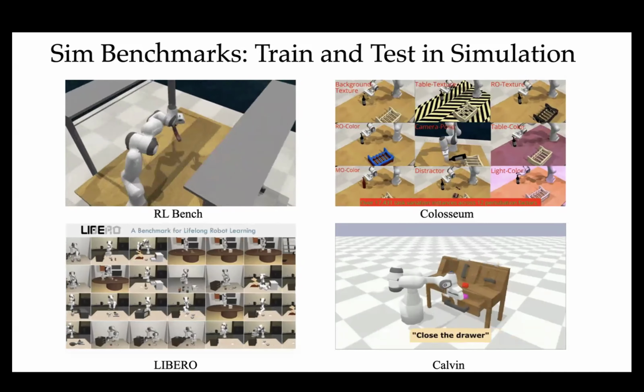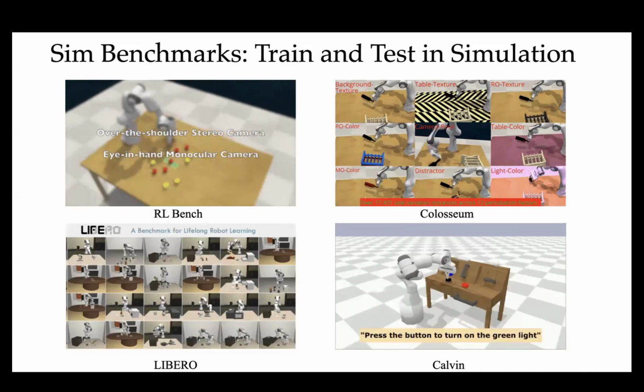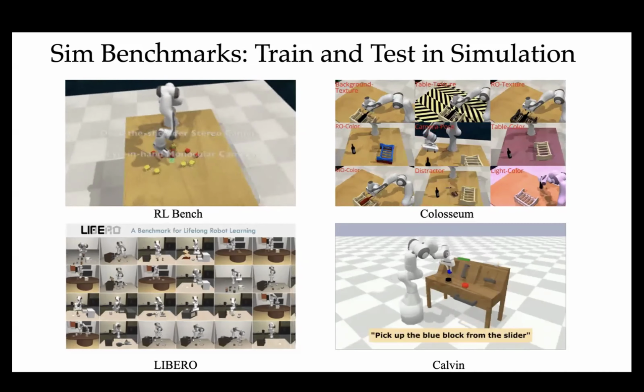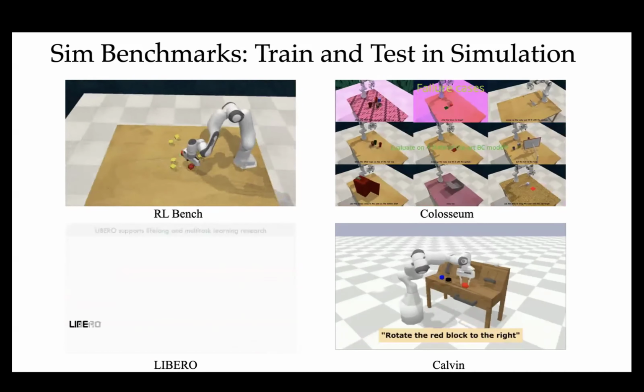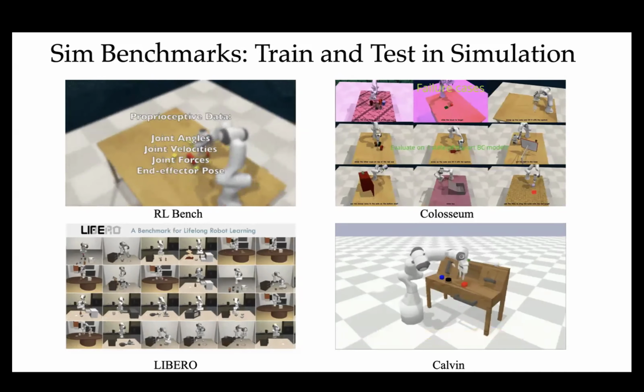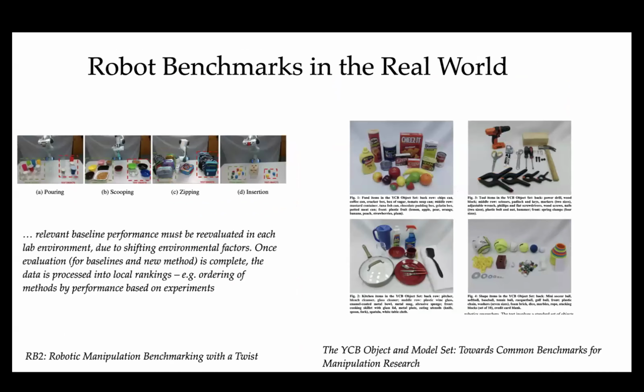RL Bench, Colosseum, Libero, Calvin, and they train and test in the same domain. This is the idea. You have your policy, you trained it on that data, you can pre-train it if you want, but eventually, because the domain is so narrow, pre-training may not matter that much, okay?